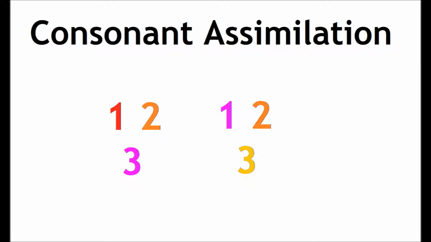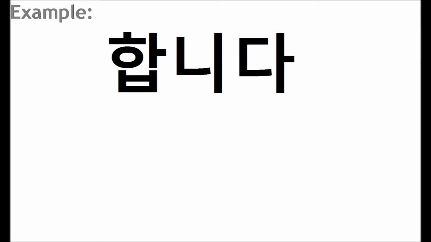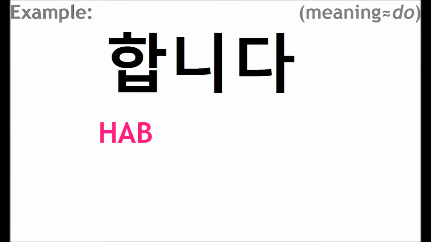I will show you which ones you need to learn, but first I think it's best to start out with an example. This one. This is a very commonly used Korean word. It basically means "do," and Koreans use it often as an ending for verbs. You will see this as you continue studying Korean. But let's figure out how to pronounce it. The first syllable seems to be hab, but the B in the batchim is actually a P, so it's hap. The second syllable is ni. The third syllable is da.